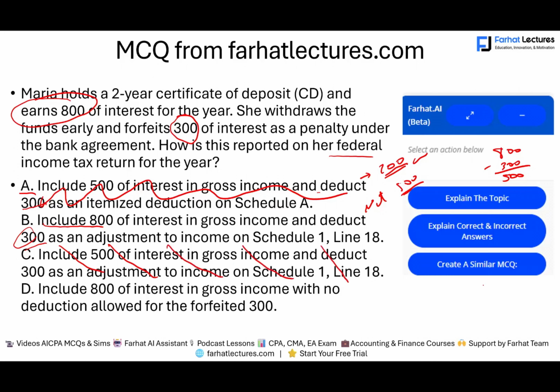Include the $500 of interest and deduct $300? No. You earned 800. Include 800 of interest with no deduction? No, deduction is allowed for the 300. Therefore, the answer is B.